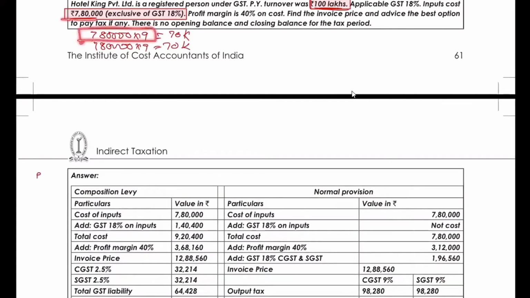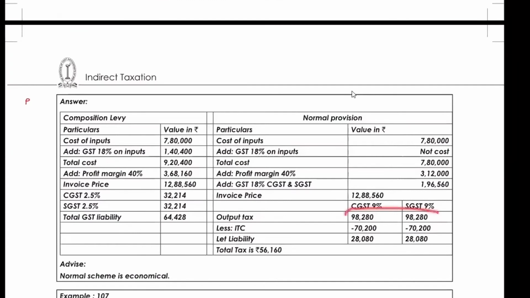Because this is the cost we are paying, it is exclusive of GST. So 18% of this will be the sum total of this, 1,40,400, because we'll get ITC.